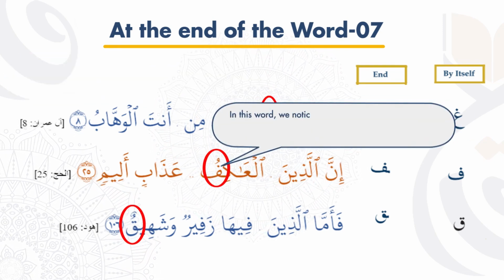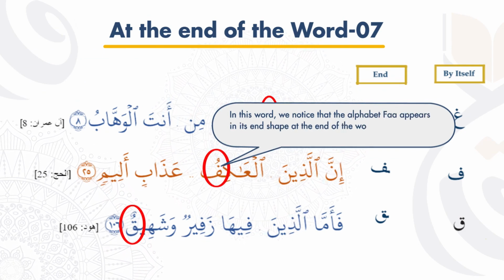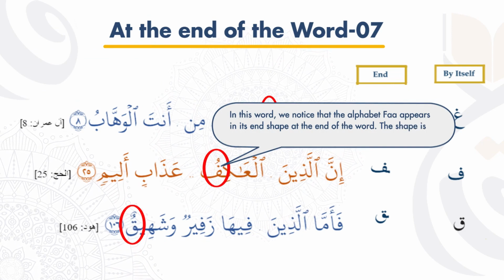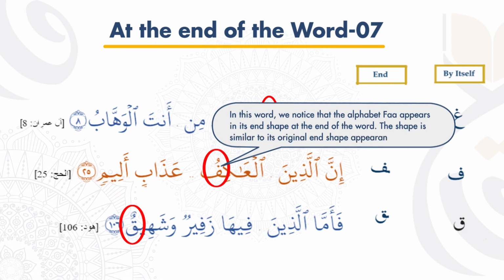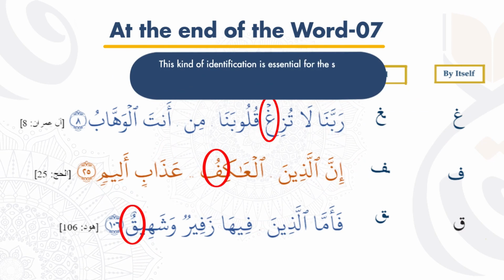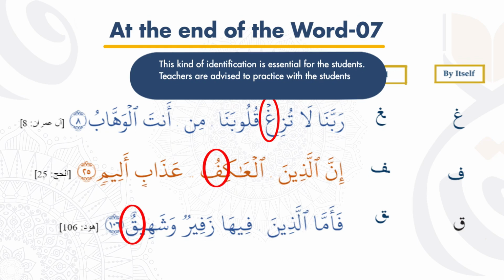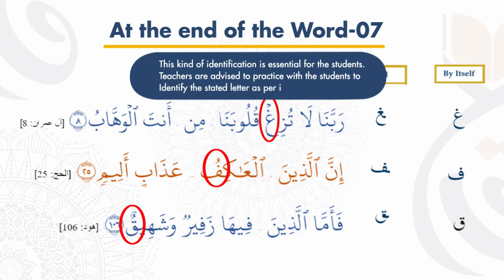In this word, we notice that the alphabet fa appears in its end shape at the end of the word. The shape is similar to its original end shape appearance. This kind of identification is essential for the students. Teachers are advised to practice with the students to identify the stated letter as per its shape.